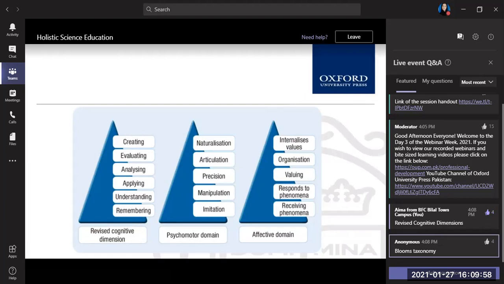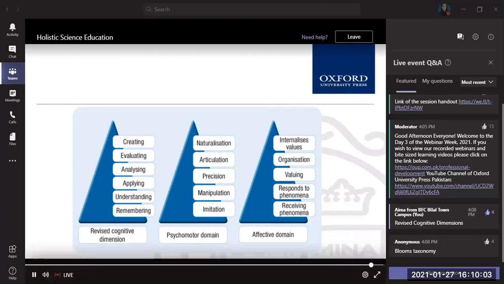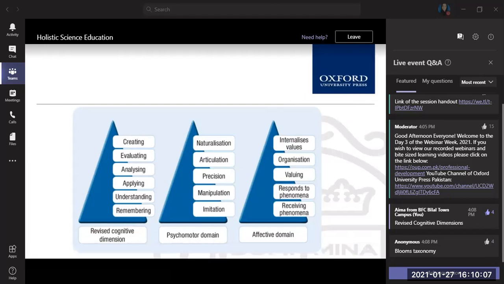The second last point is articulation, in which you're coordinating and adapting a series of actions to achieve harmony and internal consistency. And the last one is naturalization, in which you're mastering a high level performance in which you don't really need to think about what you're doing and it just comes naturally to you. So that is all about the psychomotor domain.